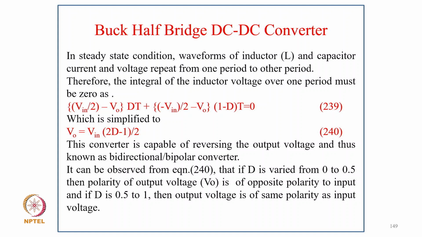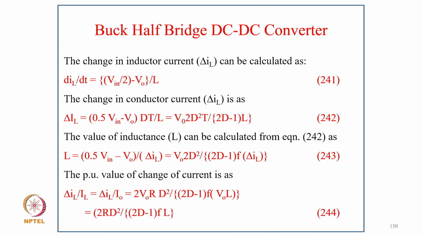It can be observed from this that if D varies from 0 to 0.5, then the polarity of the output voltage is opposite to that of the input. If D is 0.5 to 1, then the output voltage is of the same polarity as the input voltage.